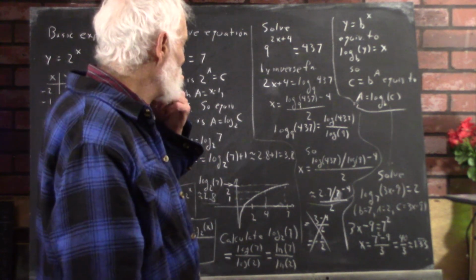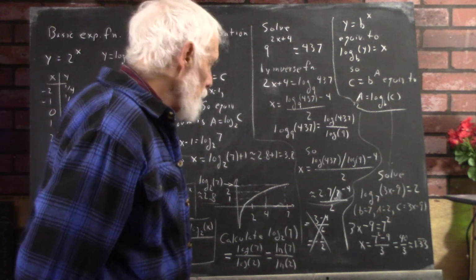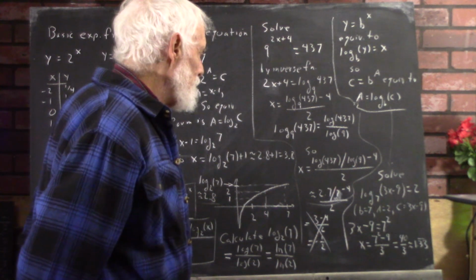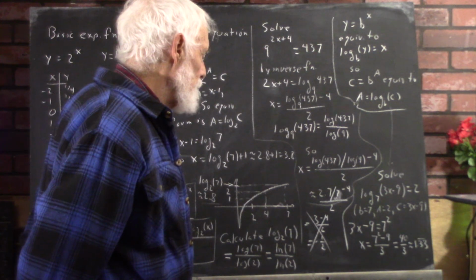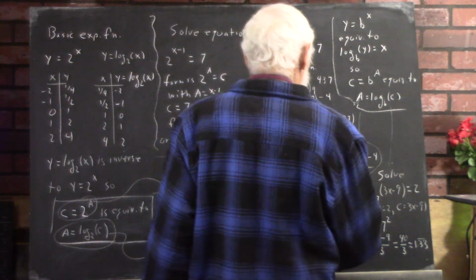Now wait a minute. Take it back. Log of 10 is 1, so log of 9 should be close to 1. So I'm going to go back to 0.9.